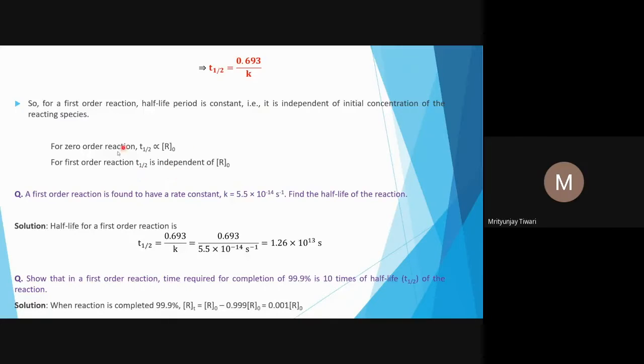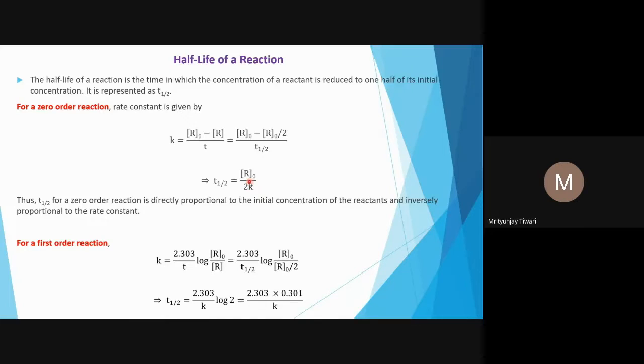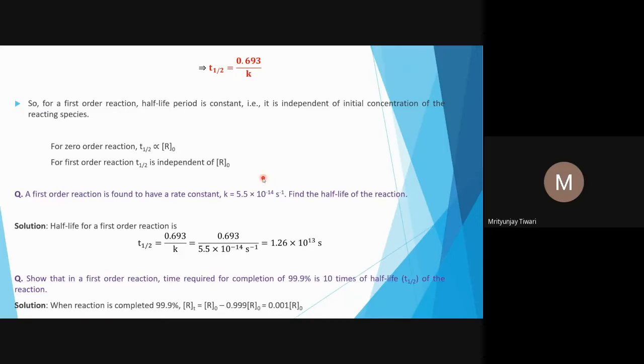So what we obtained overall is, for a zero order reaction, T half is proportional to R naught, from the expression that we have seen here: T half is R naught divided by 2K. However, for a first order reaction, T half is independent of R naught. Let's now take this question.